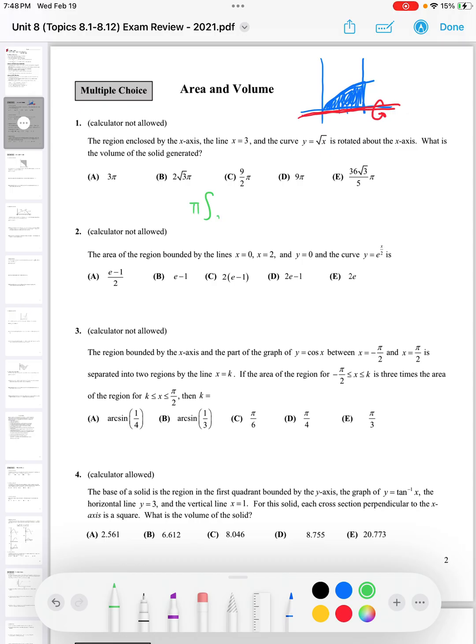So it goes from 0 to 3 of my radius length, and the radius here is going to go from the curve to the red line. So the curve is the square root of x minus 0, which we don't need this minus 0, but it's going to be the square root of x, radius squared, dx.